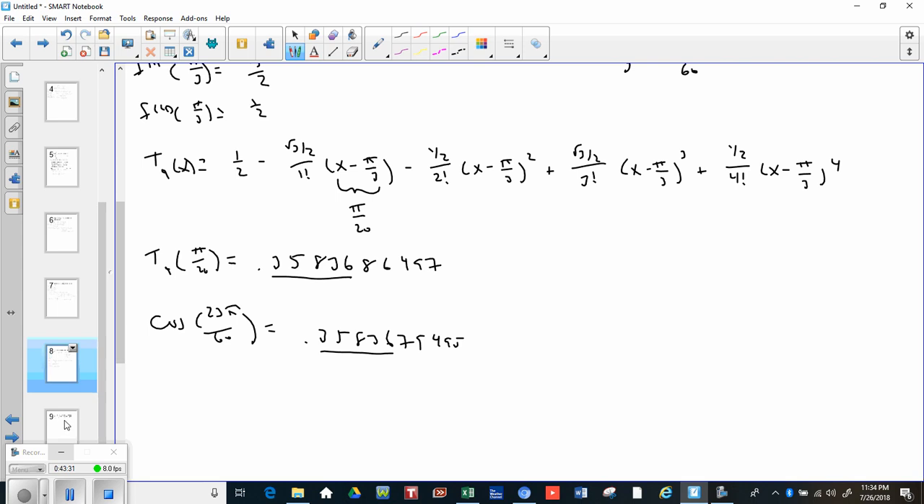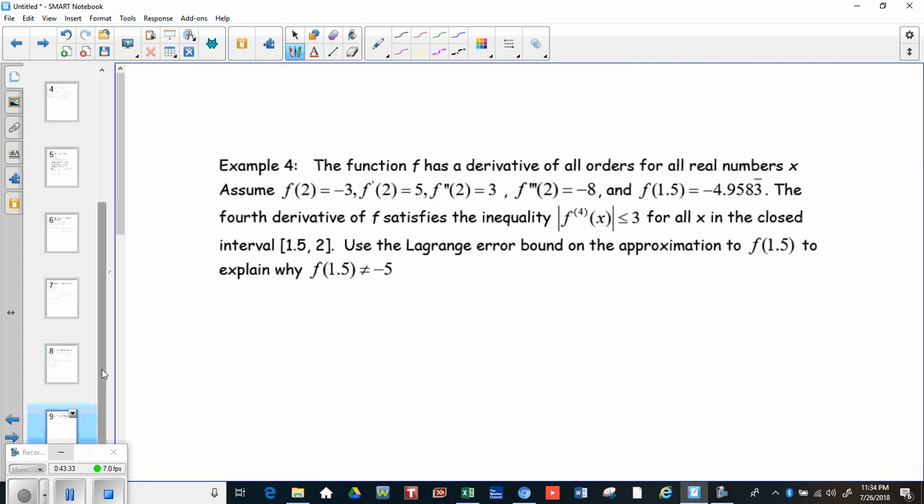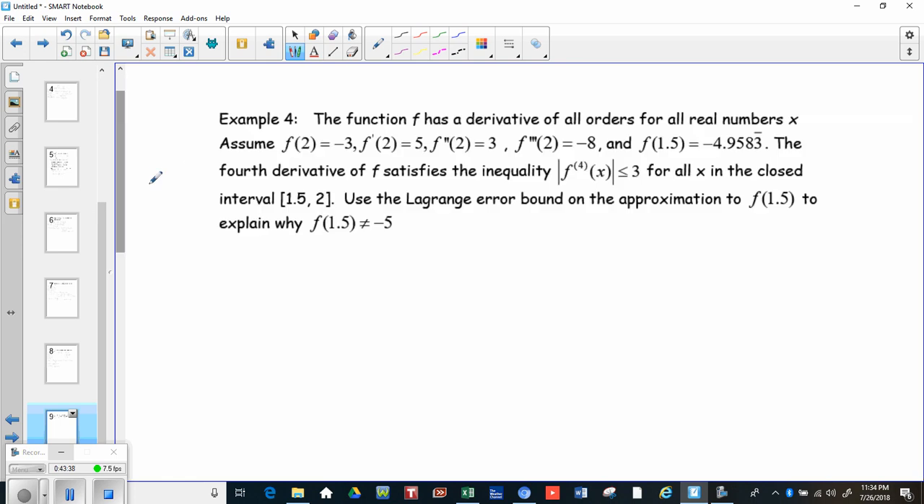Alright, last example of all of Calc 2. Alright, the function f has a derivative of all orders for all real numbers x. Assume that f of 2 is -3, f prime of 2 is 5, f double prime of 2 is 3, f triple prime of 2 is -8, and f of 1.5 is this value right here. The fourth derivative of f satisfies the inequality of this. So it is telling us that the fourth derivative is less than or equal to 3.